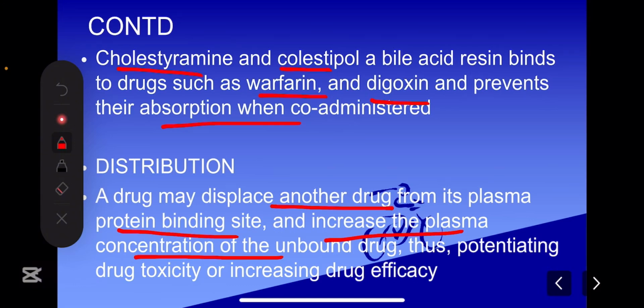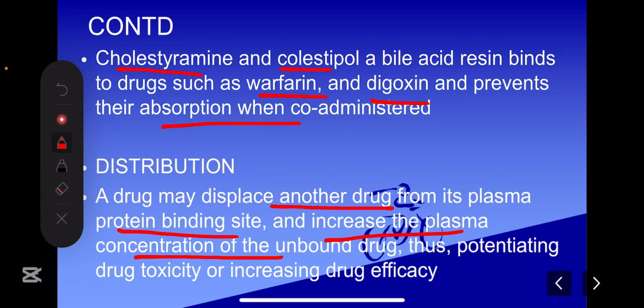So now, a drug that doesn't have the capacity to bind to plasma protein very much, you administer it with a drug that has that high capacity to bind. The one that has the high capacity, drug A, will bind to all the plasma protein. Drug B will have nothing to bind to, and drug B will be free in the system. Its toxicity will be increased compared to the way it's supposed to be. Do you get now?